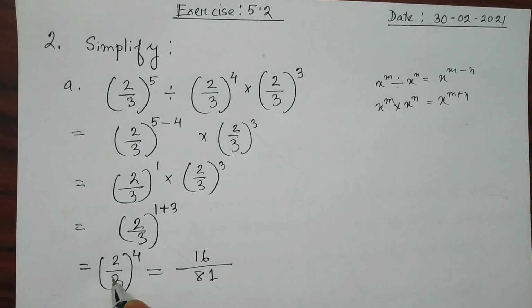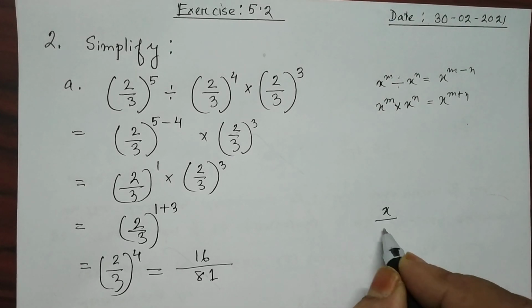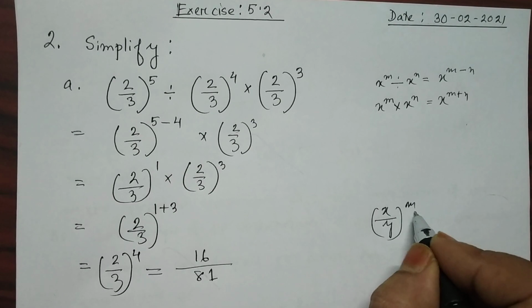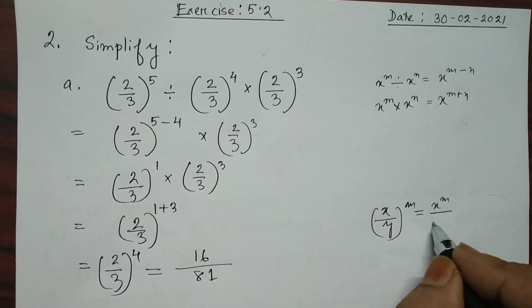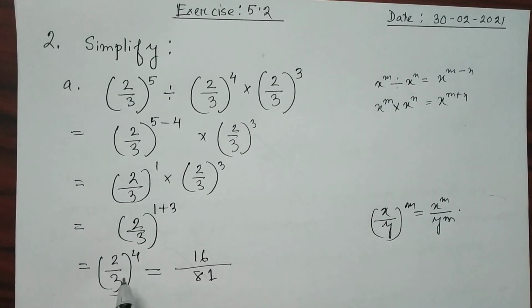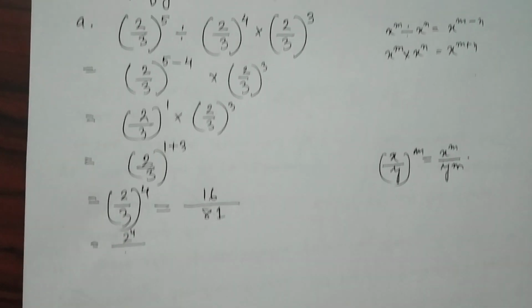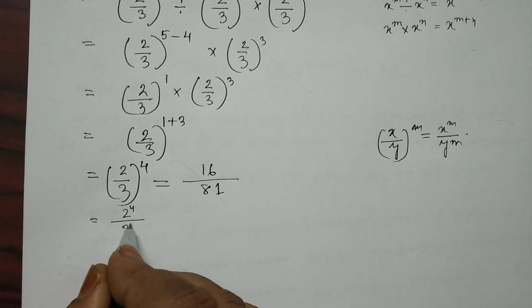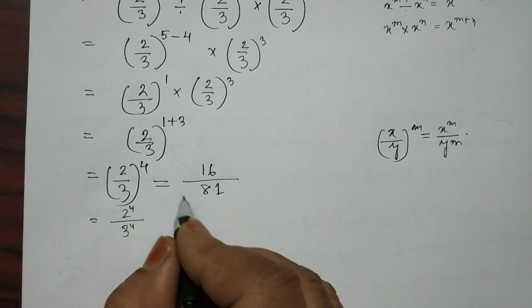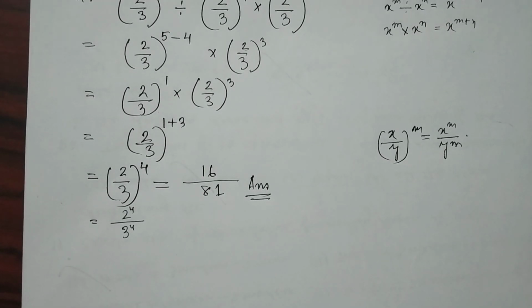Why? Because this (2/3)^4 means, x by y whole to the power m means what? x^m by y^m. This way, this one we can write 2^4 by 3^4, that means the answer is equal to this one. You can write this answer or this one, both the answers you can write.